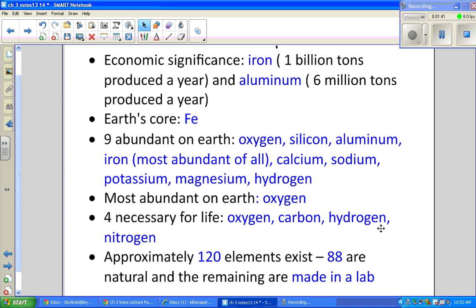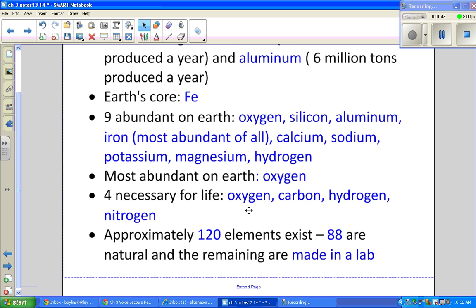Okay, also from biology, the 4 elements necessary for life are oxygen, carbon, hydrogen, and nitrogen. And you learned about these when we studied biomolecules like DNA, proteins, lipids, carbohydrates.